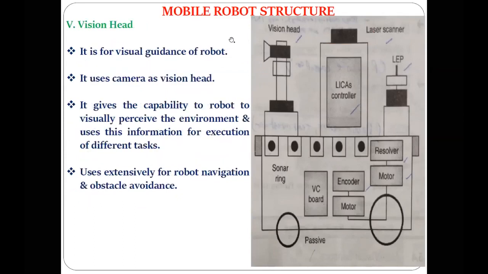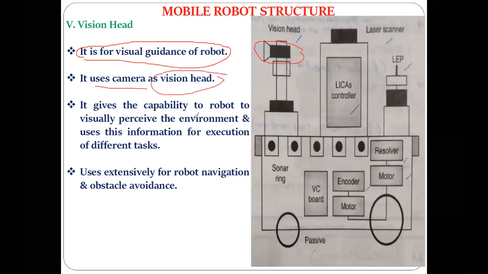Then next we have the vision head. You can see here the vision head. It is just like a camera, so it is for the visual guidance of the robot. For what purpose? For the visual guidance of the robot. So it uses the camera as a vision head, just like we have our eyes. To perform the functionality of the eyes, the robot has the vision head.